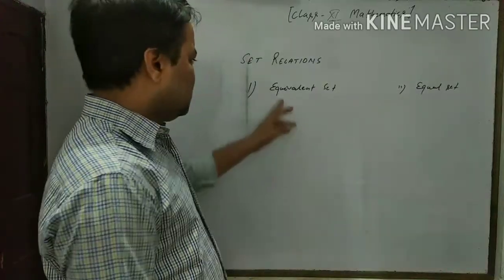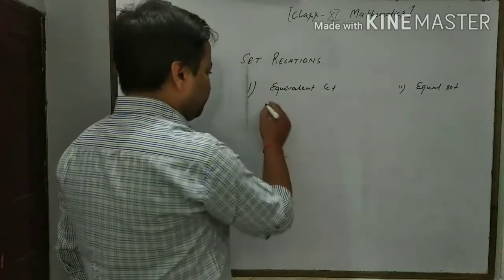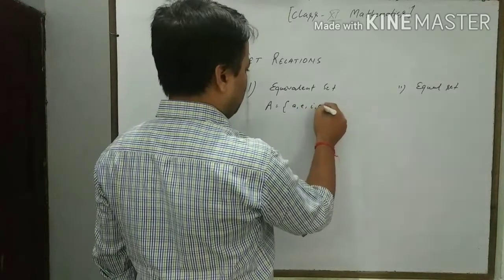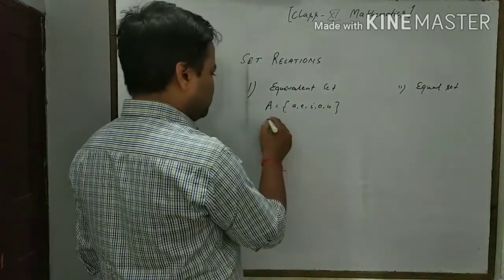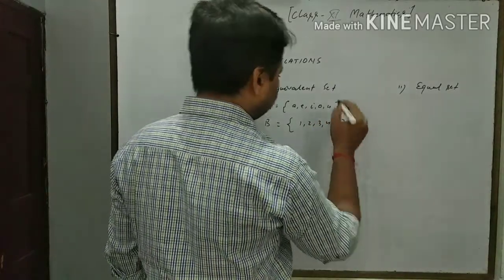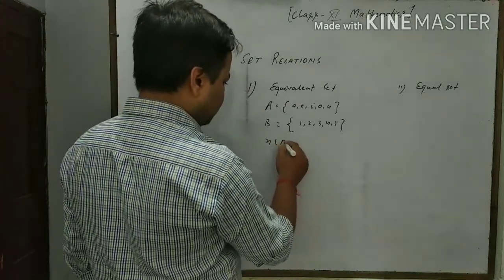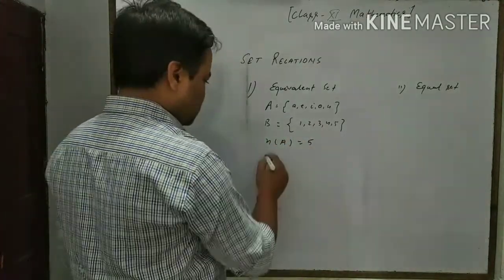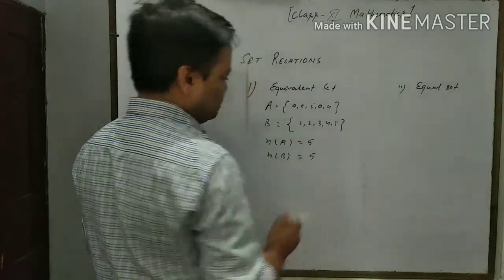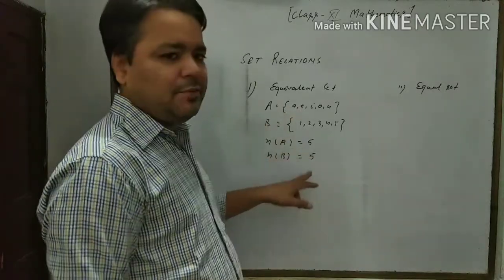So first of all, let us try to understand equivalent set with an example. Just like if we have a set A here: A, E, I, O, U, and here B: 1, 2, 3, 4, 5. Here the cardinal number of set A is equal to 5. The cardinal number of set B is also 5. It means the number of elements in both cases is the same.